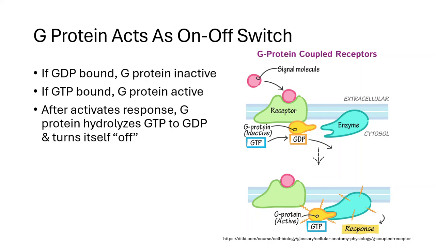What's going to happen is the receptor is going to activate. It's going to cause a G protein to trade out a GDP for a GTP. It's going to turn on. And then that G protein can go on to activate some other molecule, a lot of times enzymes or kinases. And then once it's done with its task, it's going to hydrolyze that GTP to GDP, and then it turns itself off.